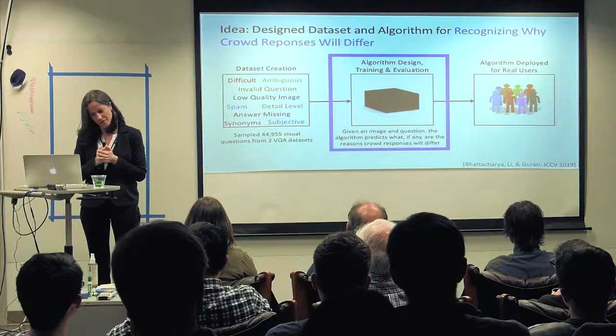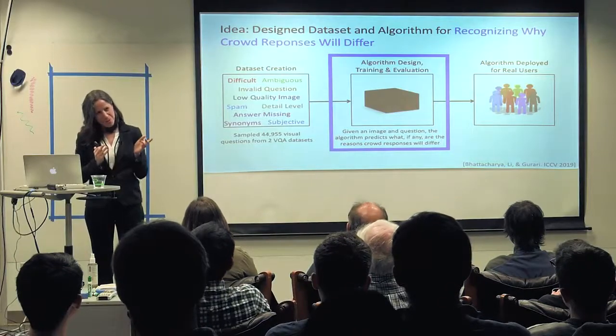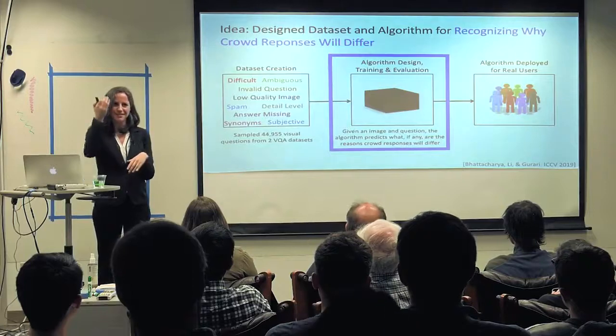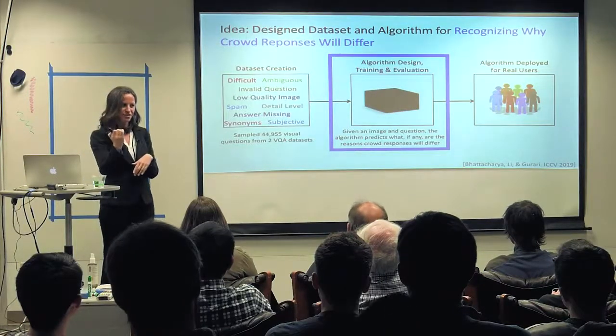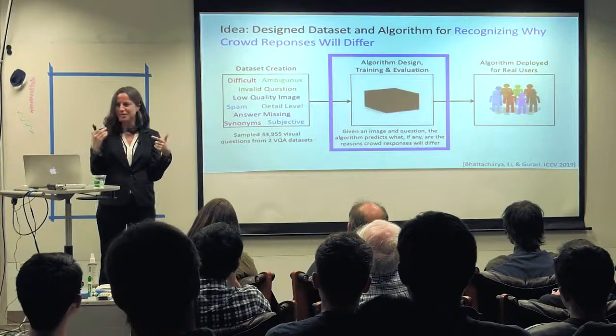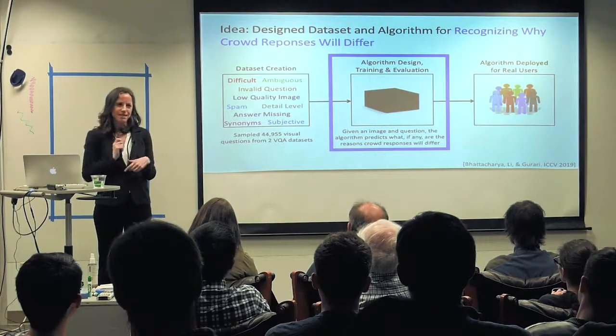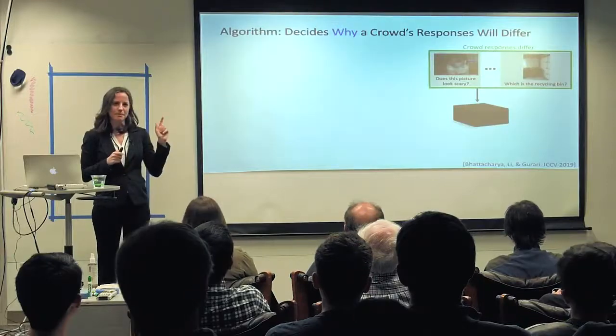In terms of our algorithm, hopefully it becomes clear it's not obvious how to design an algorithm to do this, because as a human, you need the image, you need the question, and you need to see the answers for some of those cases. But at test time, all you have is the image and the question.